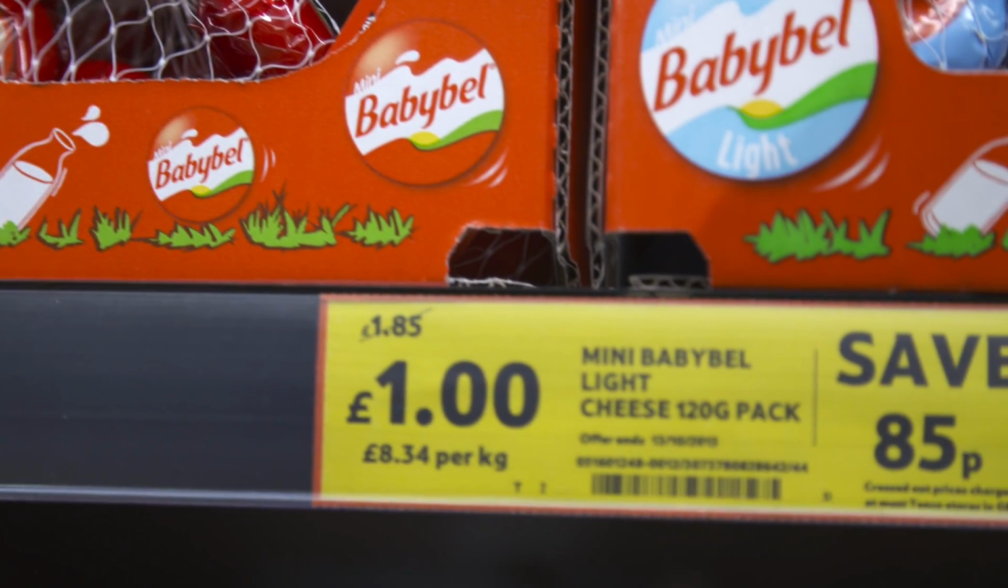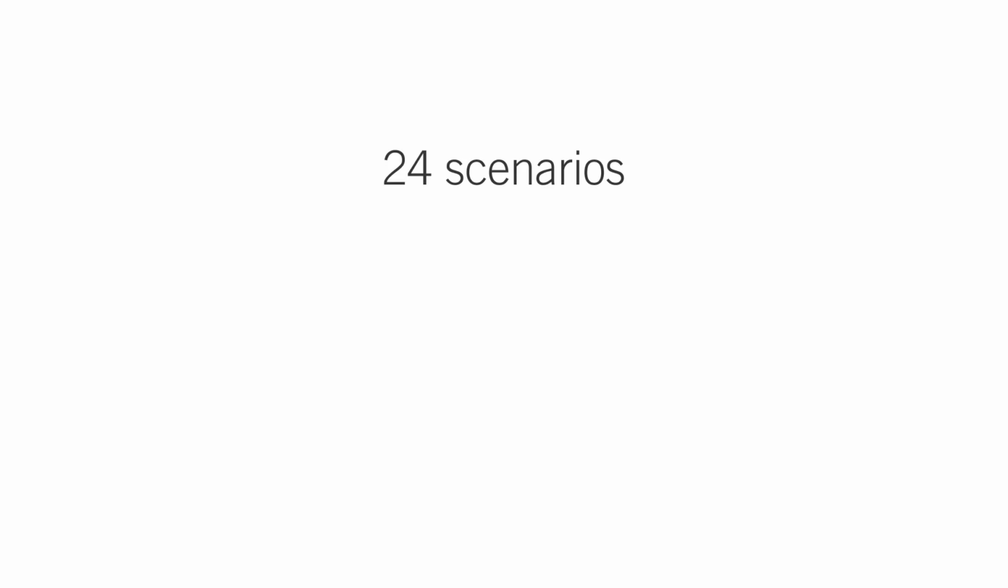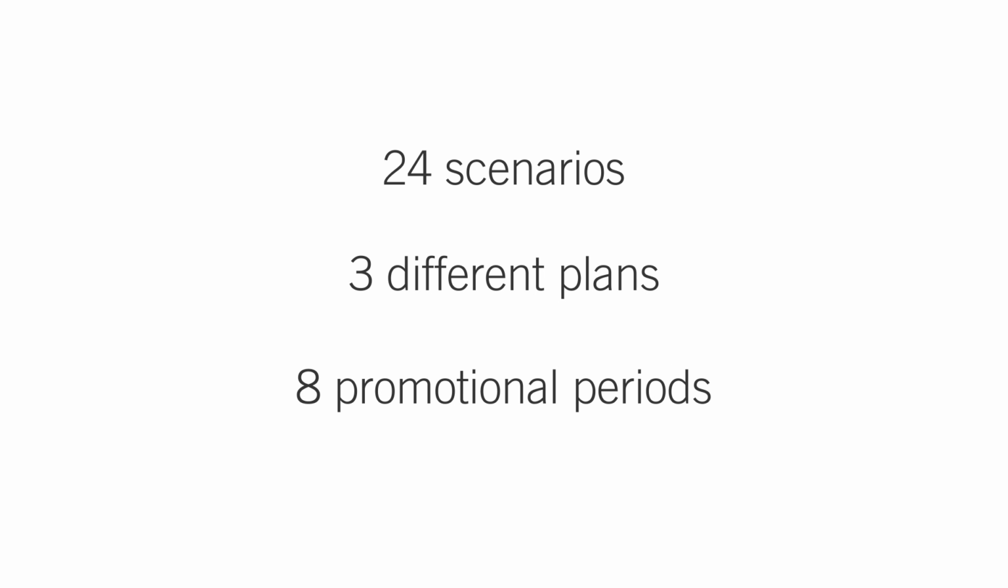We asked dunnhumby to run a number of scenarios to see which plan would perform better in terms of total category sales. We agreed 24 scenarios across 3 different plans and 8 promotional periods. The first plan was the supplier nominations for that year, the second plan was the existing trade plan from previous year, and the third plan was an amended plan from dunnhumby and Bel that had some overlays of shopper insights.